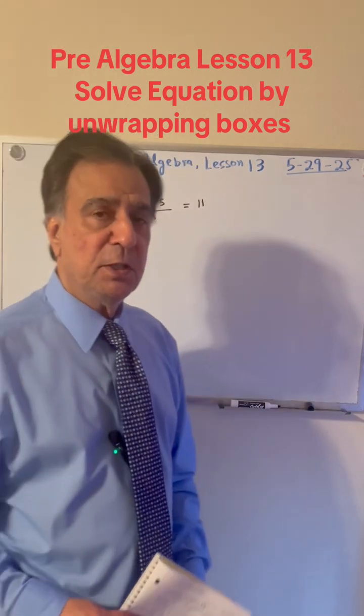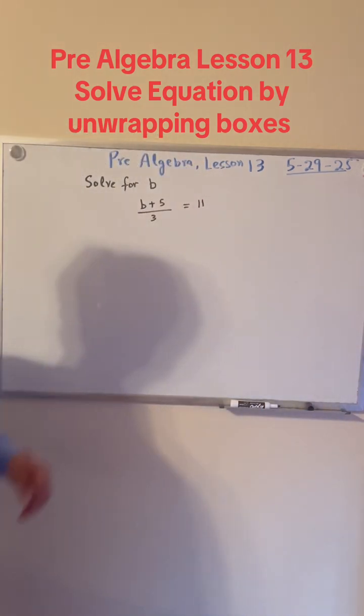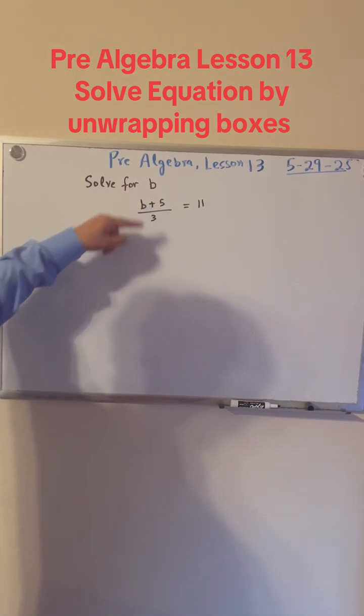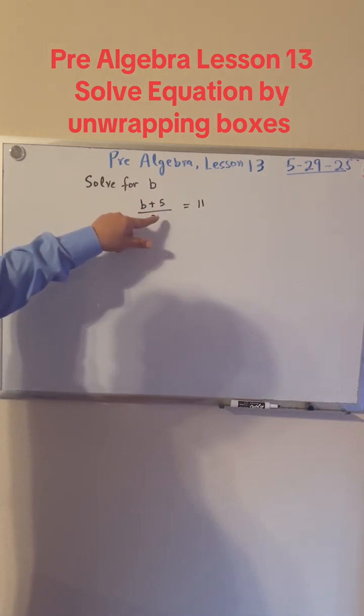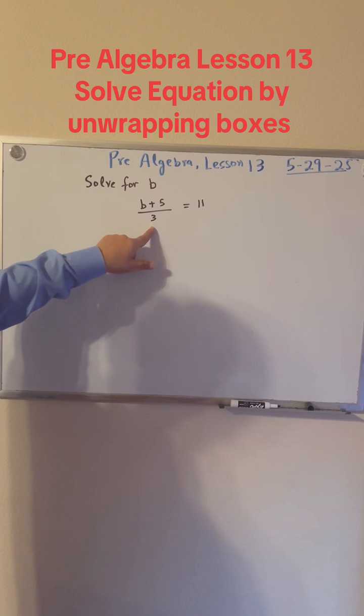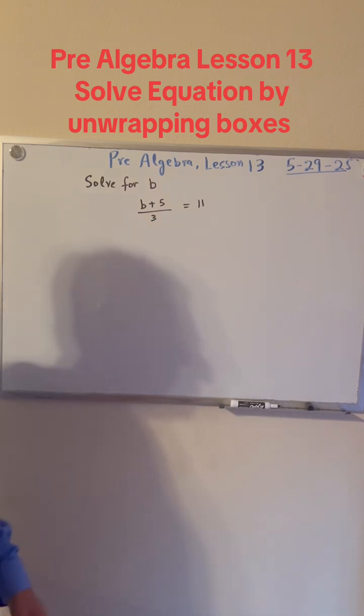Pre-algebra, lesson number 13. I have the equation on the board. Solve for b, and this is b plus 5, the whole thing divided by 3, is equal to 11. How would you solve that?